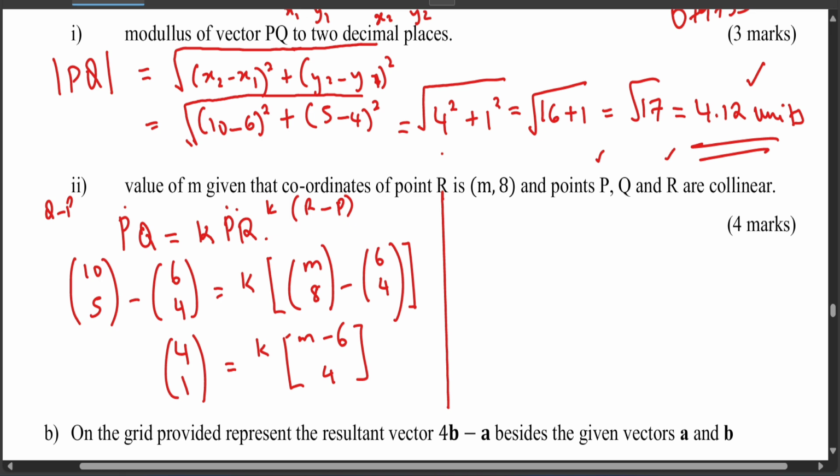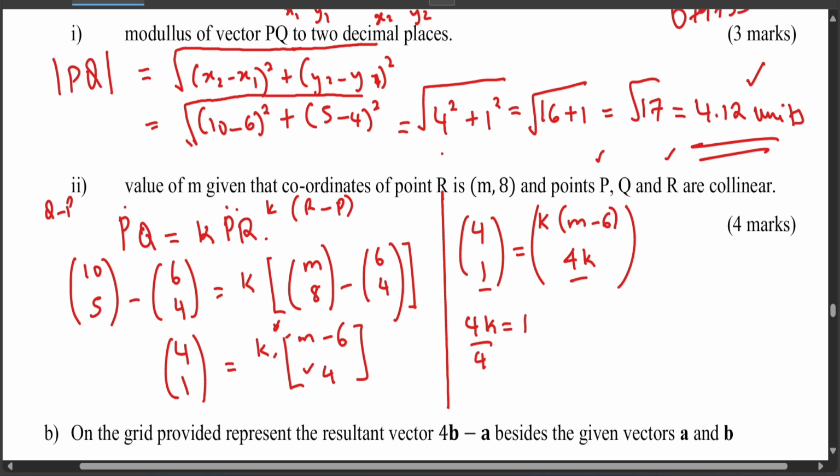So let's search for K first of all. We can write it like this if you want to. You can open it up and say K times (M minus 6), so that is our vector, and the other one would be K times 4, because this is a scalar times a vector, which will become 4K. Now let's search for K first. So 4K is equal to 1, right? So if you divide by 4, our K will be equal to a quarter.